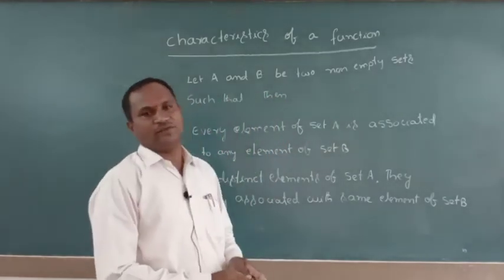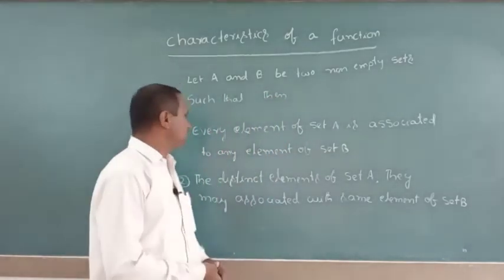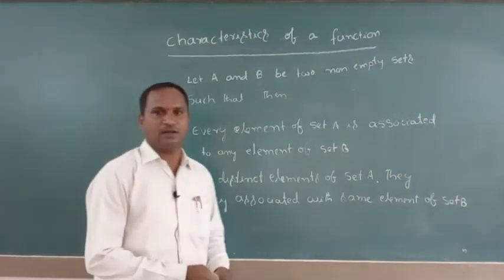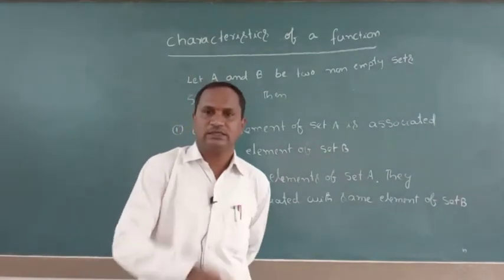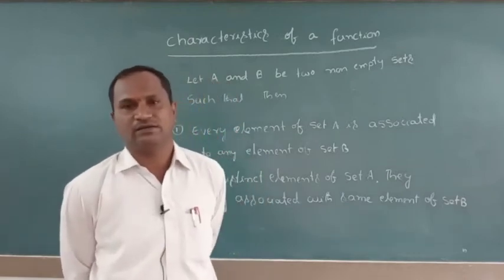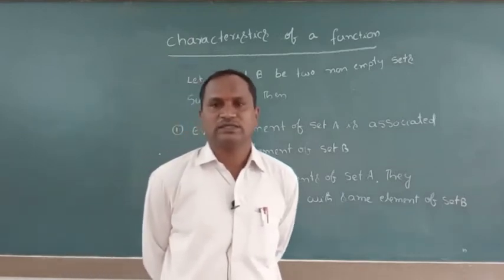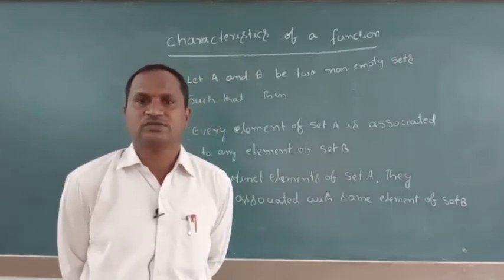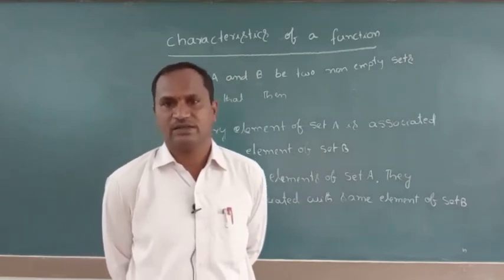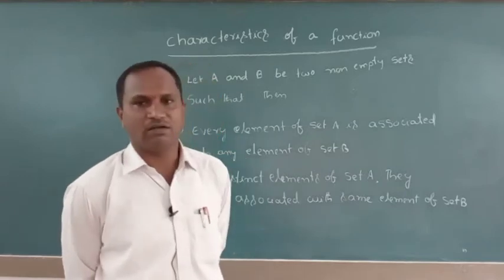Some different types of elements are there. For example, in case of 5 elements 1, 2, 3, 4, 5, in set B A, B, C, D are there. 1, 2, 3 may have the same element in set B, they may associate with the same element in set B. In that case also we can call that a function.